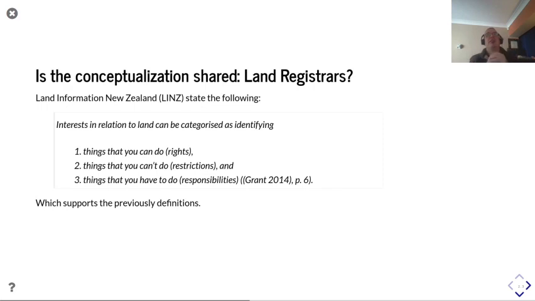So is this conceptualization shared? Well, let's have a look at the land registrars. Now, LINZ in New Zealand state the following. Interest in relation to land can be categorized as identifying things you can do, rights, things that you can't do, restrictions, and things that you have to do, responsibilities. Okay, that broadly supports the previous definition, and so we can model against that in a rights-based view.